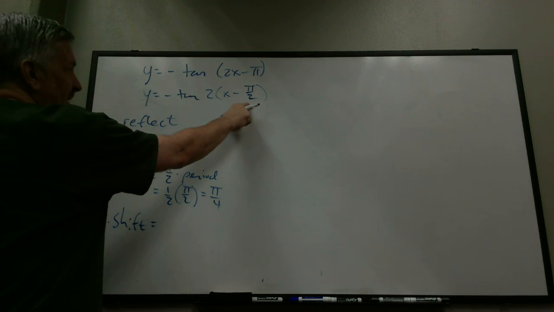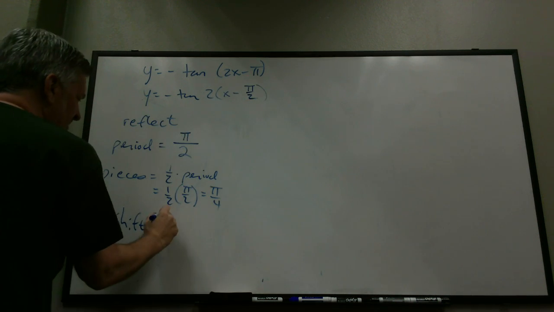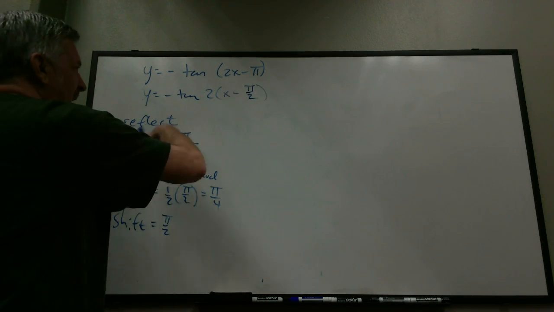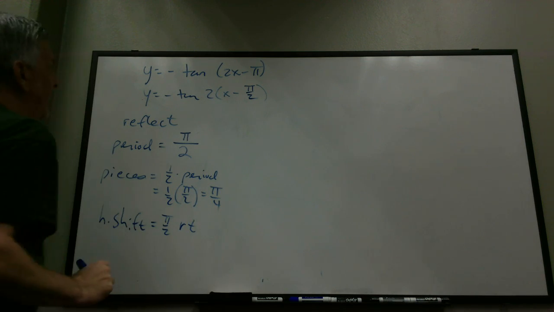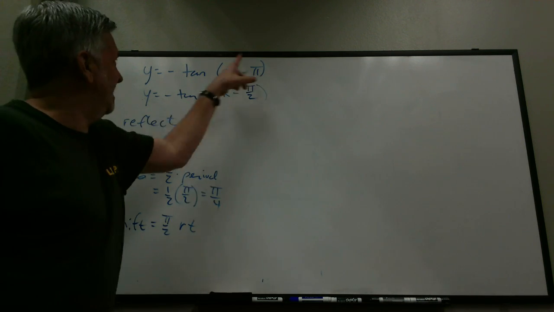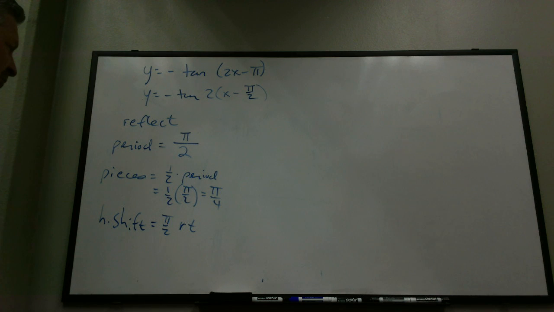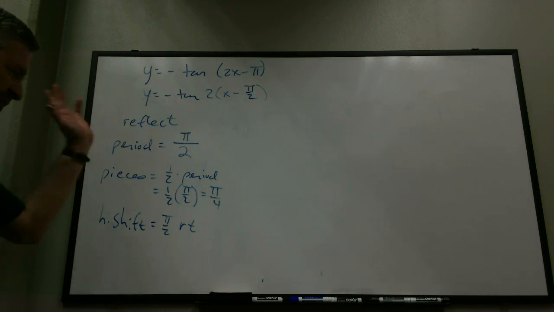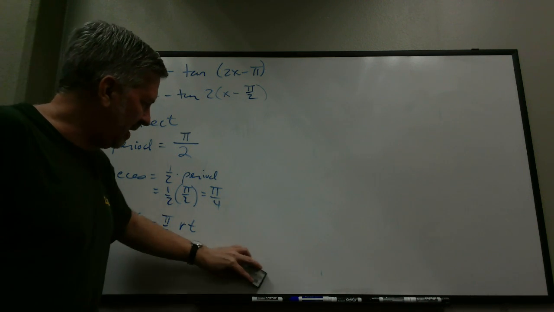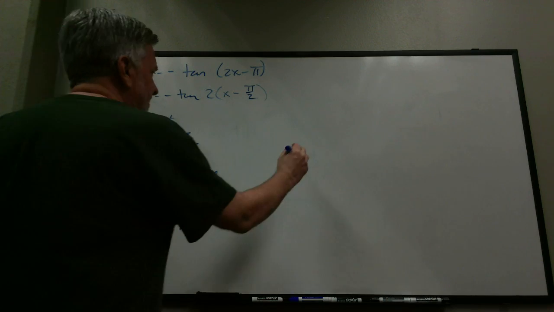Now, what about the horizontal shift, the phase shift? Again, once you do the factoring, it's not from here, it's from here. This is pi over 2. It's minus, so it's to the right. And there's no vertical shift here. I'm not adding a number to the entire function. So there's no vertical shift here. Again, if you don't write vertical shift, that means there isn't one. Okay, now we're ready to sketch the graph.